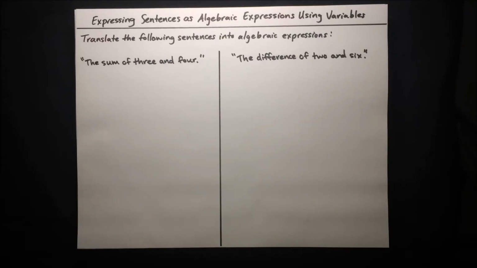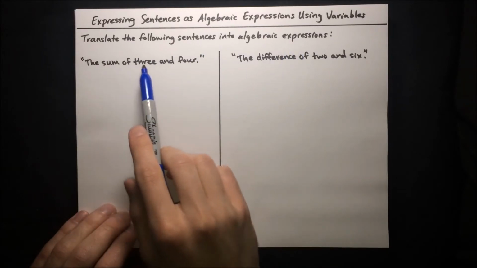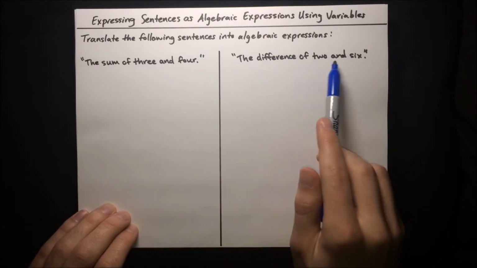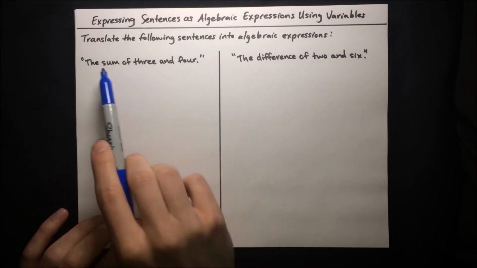In this video, I'm going to show you how to express sentences as algebraic expressions using variables. Here we want to translate the following sentences into algebraic expressions: the sum of 3 and 4, and the difference of 2 and 6.